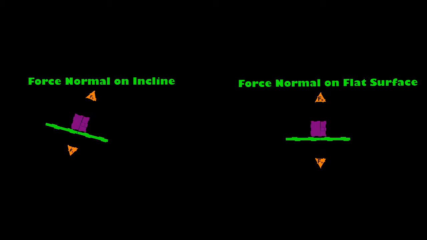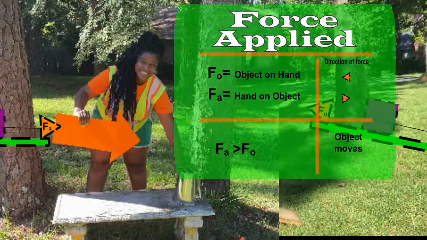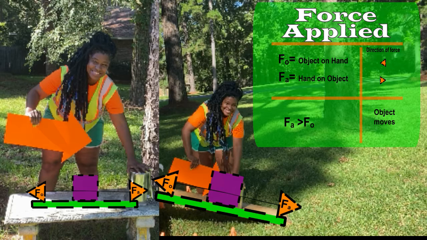If you want to talk about the contact force, applied force, that just means one object is putting force on another object. When I put my force onto another object, that's considered applied force, and it is in the same direction as the motion. The force of friction goes in the opposite direction of the motion of the object.